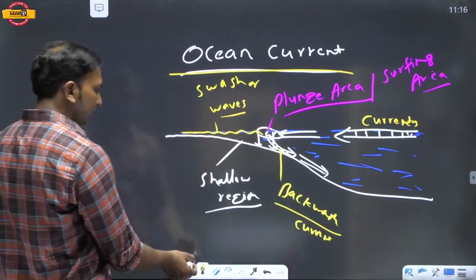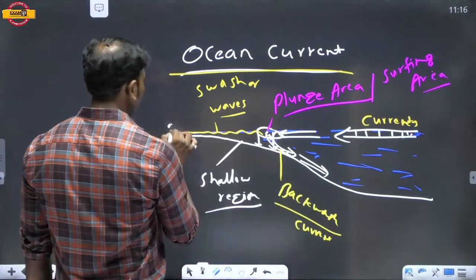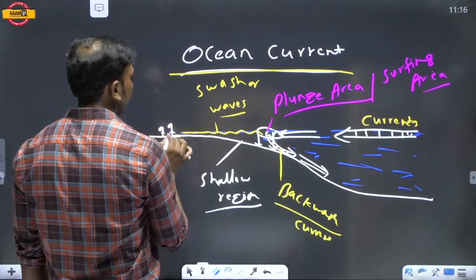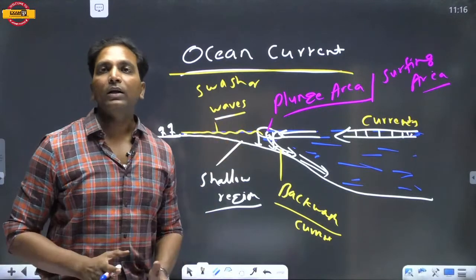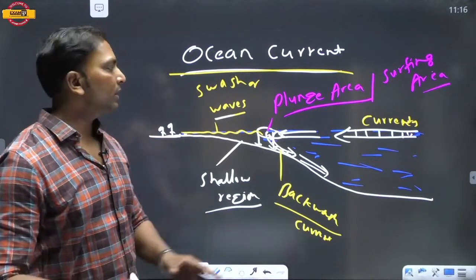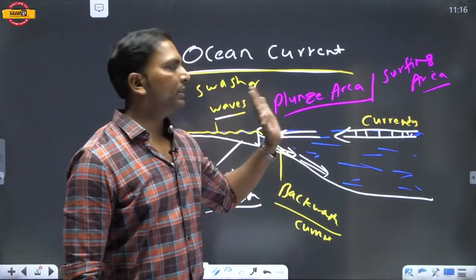So you can see, if you are standing on the beach region, you feel the waves, not the currents. So you are seeing only the waves, not the currents, because the currents has already broken in plunge area or a surfing area.